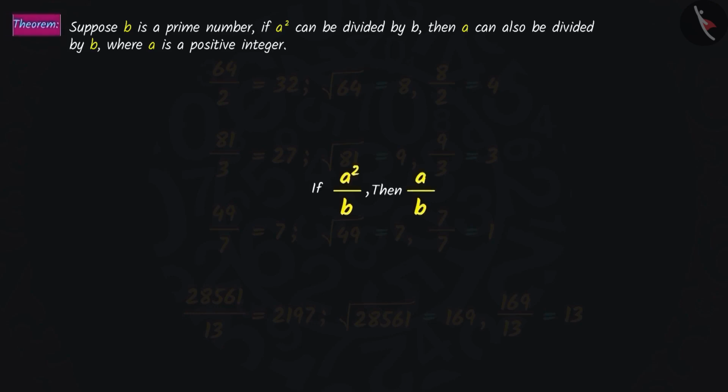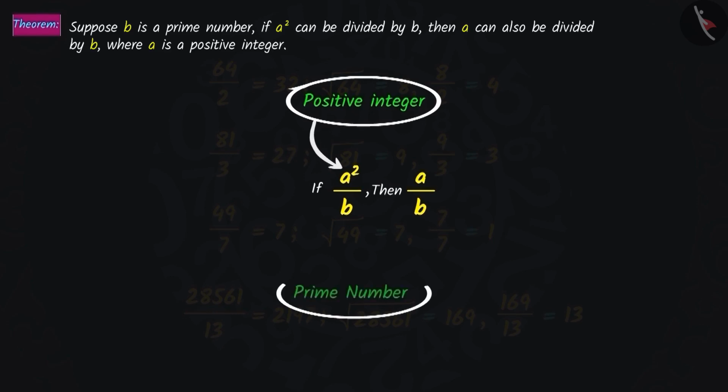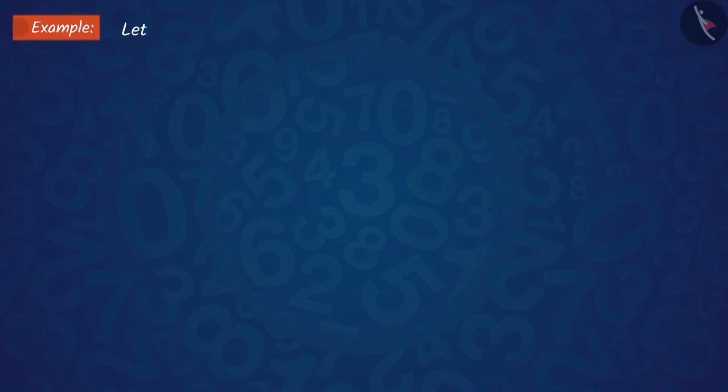Based on these examples, we can say that for a positive integer a, if a squared is divisible by any prime number, say b, then the number a will also be divisible by b. Come on, let us consider the square root of 7, which is an irrational number.